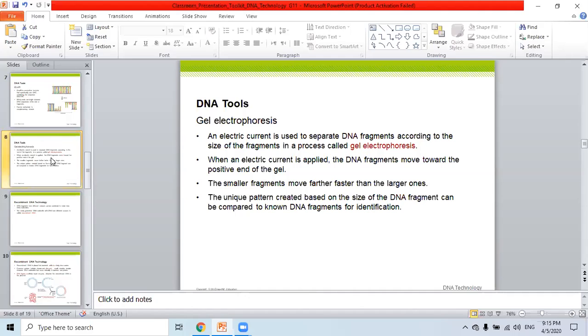Just a moment. Yeah, the gel electrophoresis.